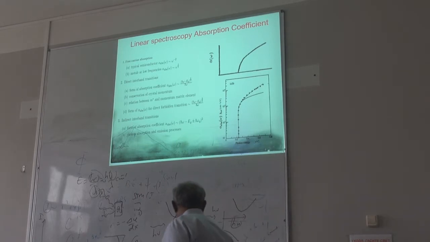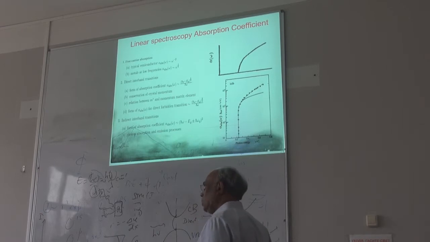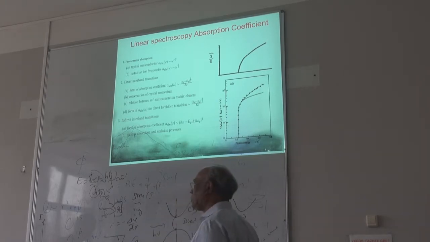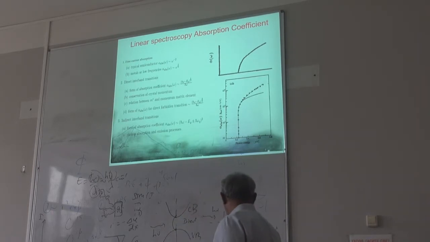So how can we see? If you look at your absorption alpha as a function of h nu, for a direct band gap, alpha is proportional to the square root of h nu minus Eg, where Eg is your band gap. That means if you plot alpha squared against h nu, you will see a straight line, and this intercept value will be Eg.